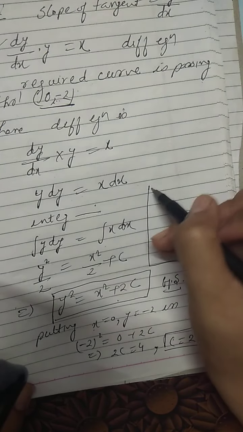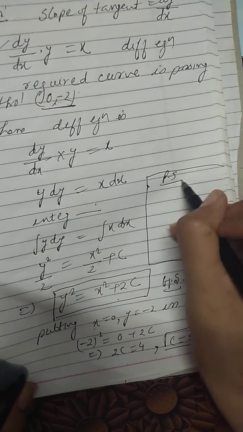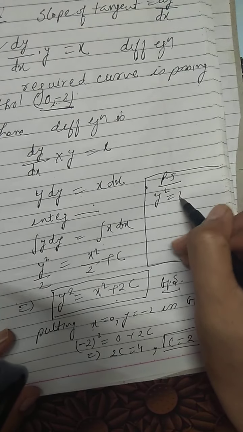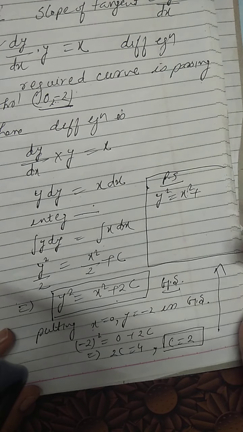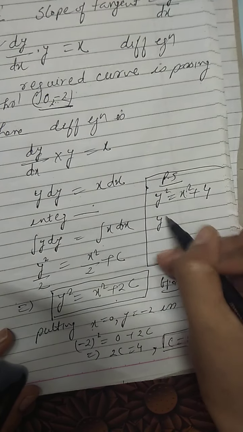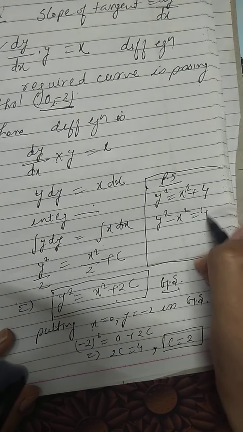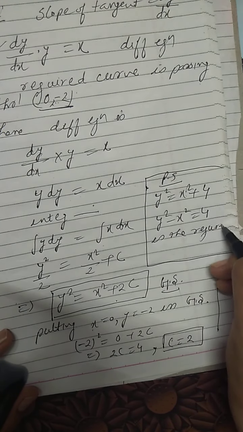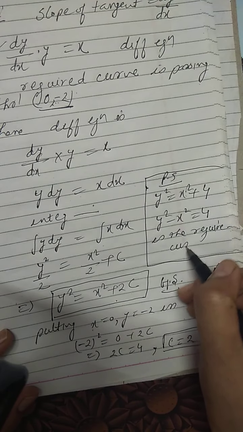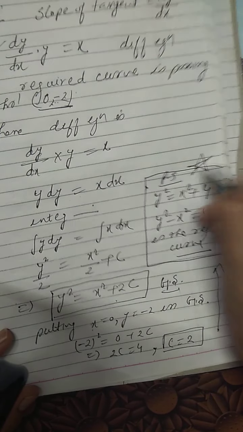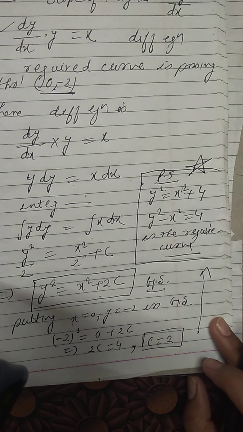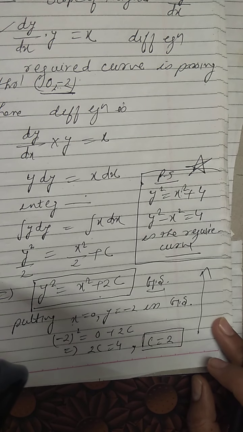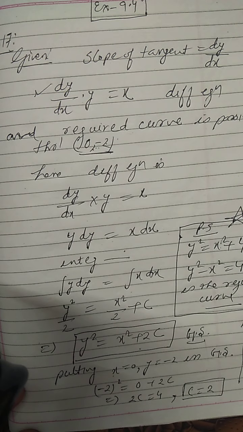So let me complete here itself. The particular solution will be y square equals x square plus 2 into 2, which is 4. So y square minus x square equals 4 is the required curve. That's it. This is the required curve which we were supposed to find. So this was sum number 17 that we have discussed.